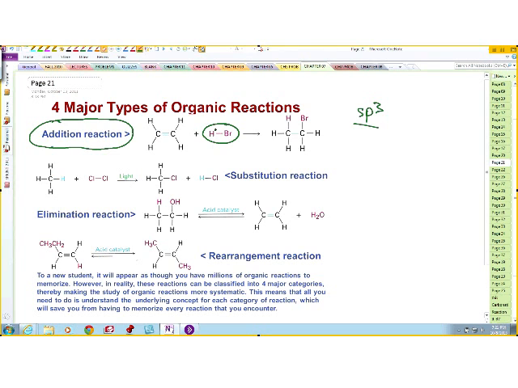So we say this is addition. Therefore addition is when you have 2 molecules, you join them together to form 1 molecule. That's an addition reaction.